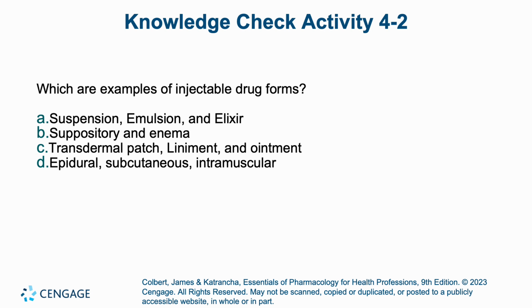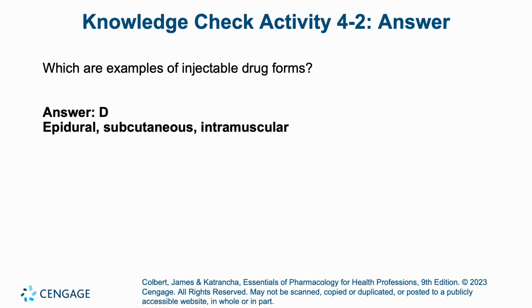Knowledge check. Which are examples of injectable drug forms? A. Suspension, emulsion, and elixir. B. Suppository and enema. C. Transdermal patch, liniment, and ointment. D. Epidural, subcutaneous, and intramuscular. And the answer is D, epidural, subcutaneous, and intramuscular.